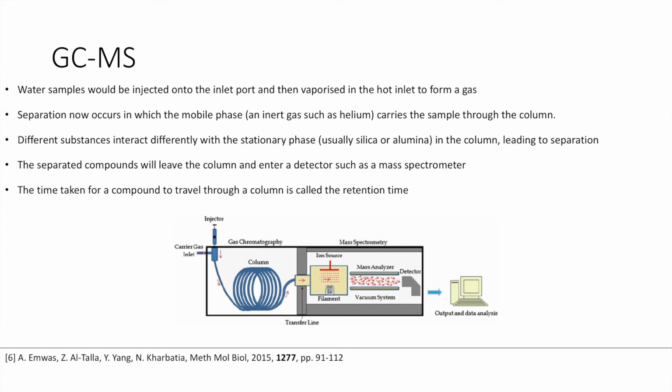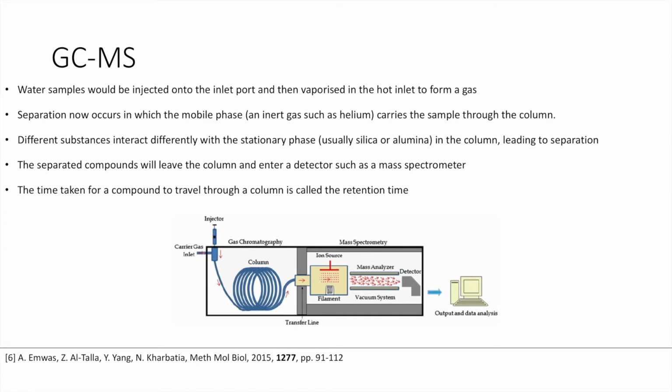Gas chromatography in tandem with mass spec, or GCMS for short. Now, water samples would be injected onto the inlet port, which in turn would be vaporized in the hot inlet to form a gas. Now this gas would be carried by the mobile phase, which would be an inert gas such as helium or potentially nitrogen, and the sample would be carried through the column.